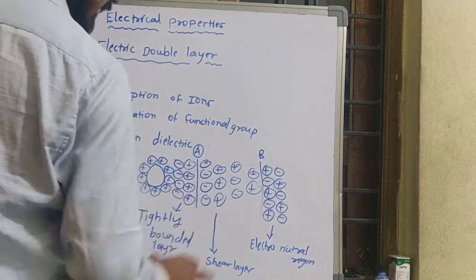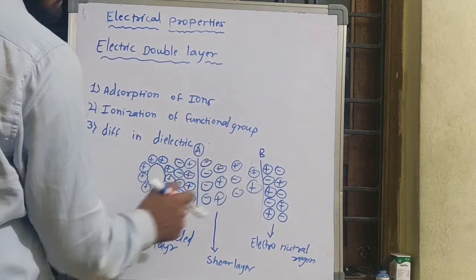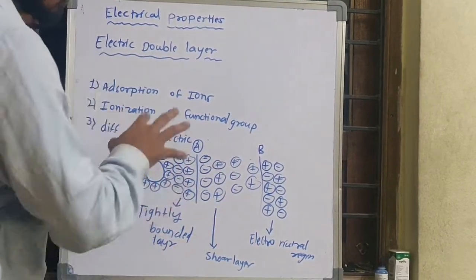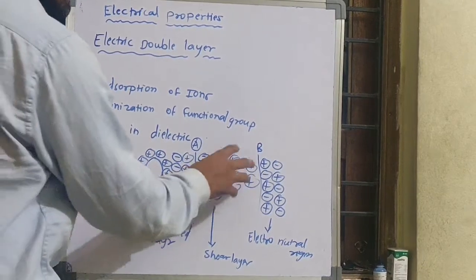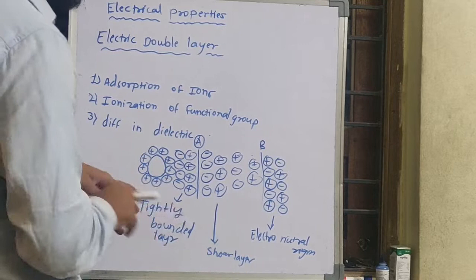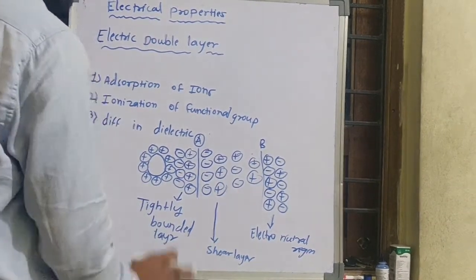Then the next layer is the shear layer. So what happens in that layer? It is a loosely bonded layer. When we move our system, that shear layer gets dislocated. Therefore this layer is called the shear layer.